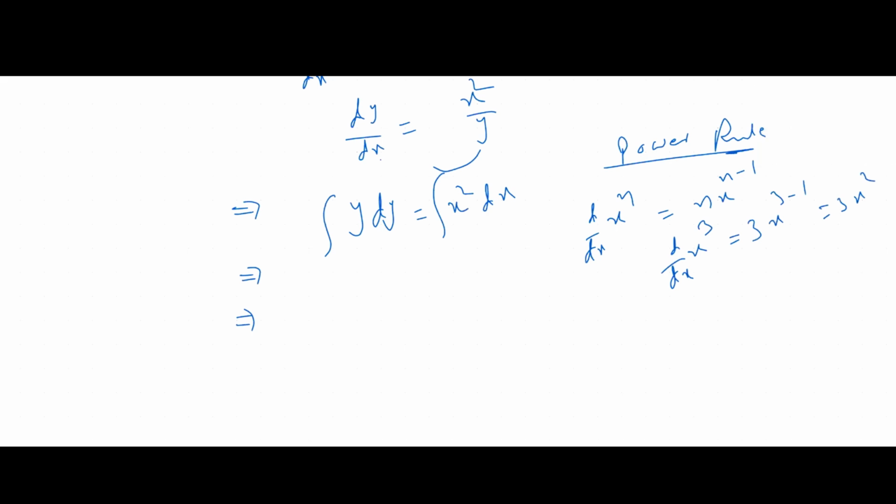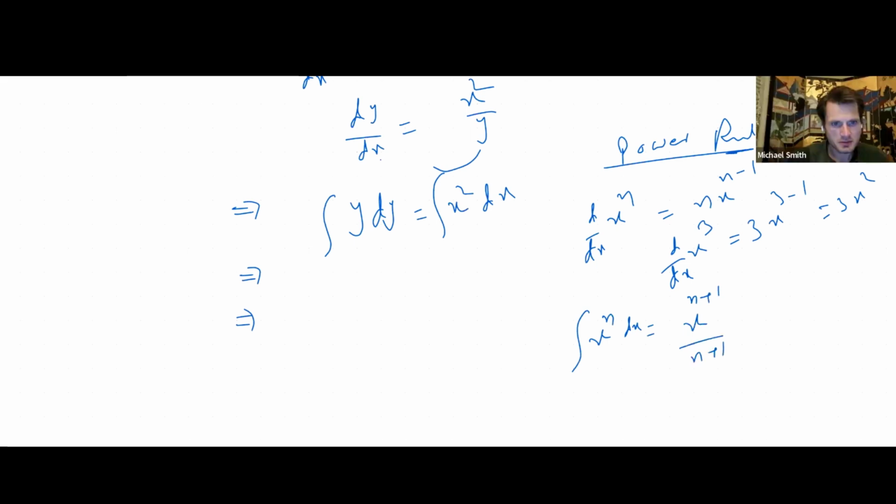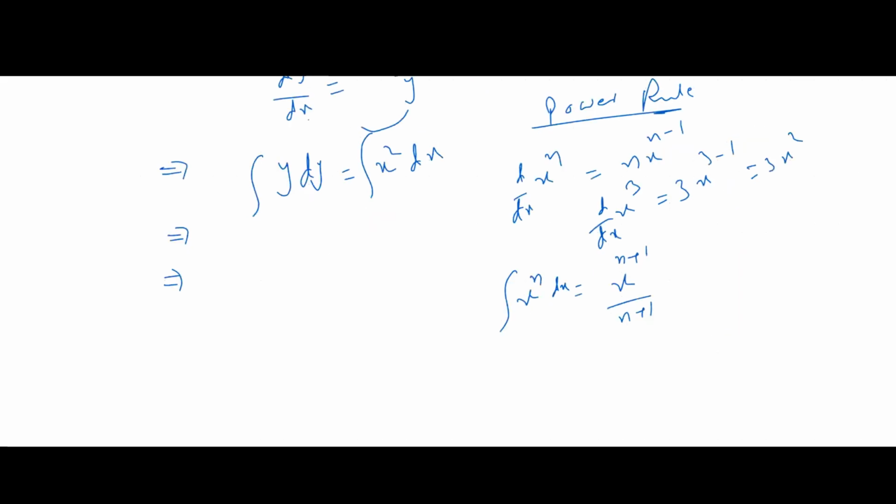Now I'm talking about the power rule for integration. The integral, meaning antiderivative, of x to the power n dx is x to the power n plus 1 over n plus 1. It means you add 1 to the exponent and divide by the same exponent. Okay, so you're dividing by the new exponent? Yes. For example, the integral of x cubed dx is x to the power 3 plus 1 over 3 plus 1, which is x to the 4 over 4, right?